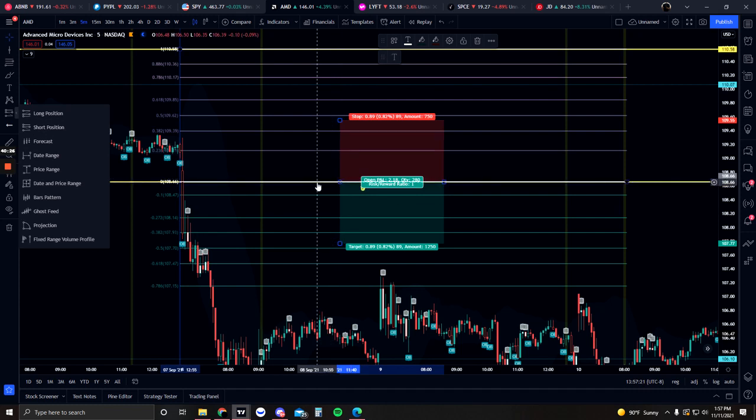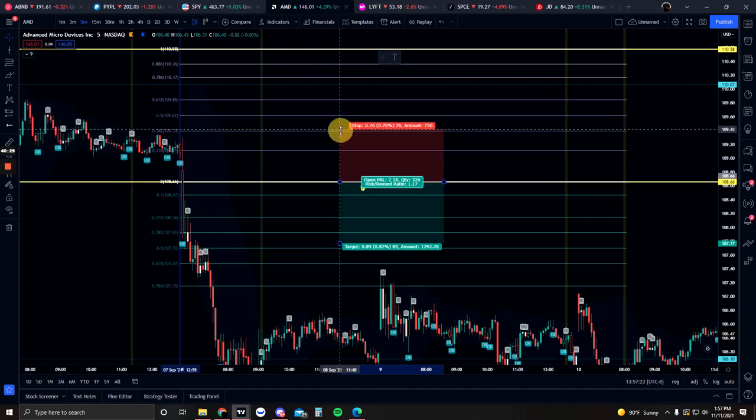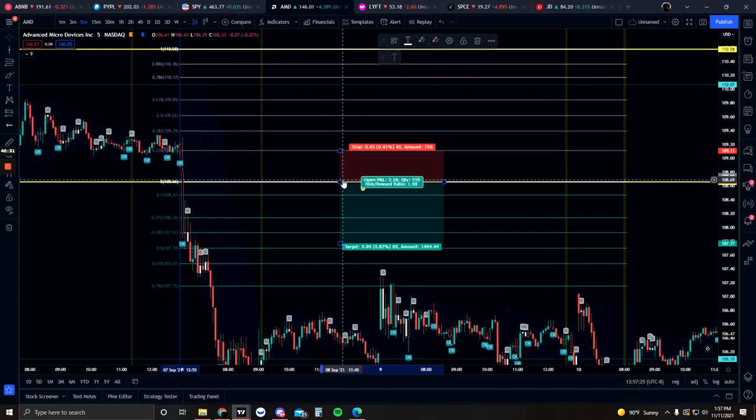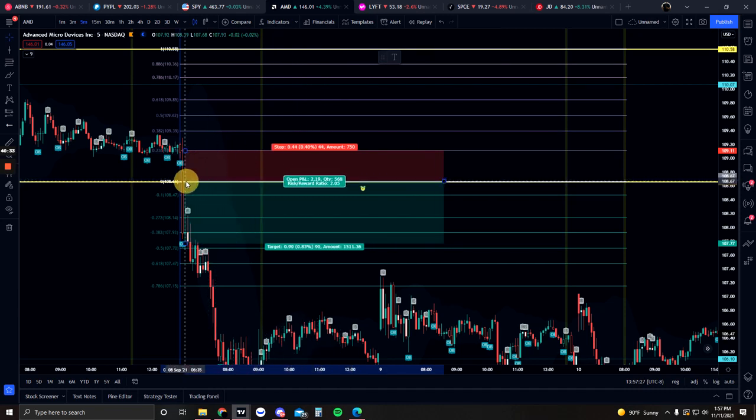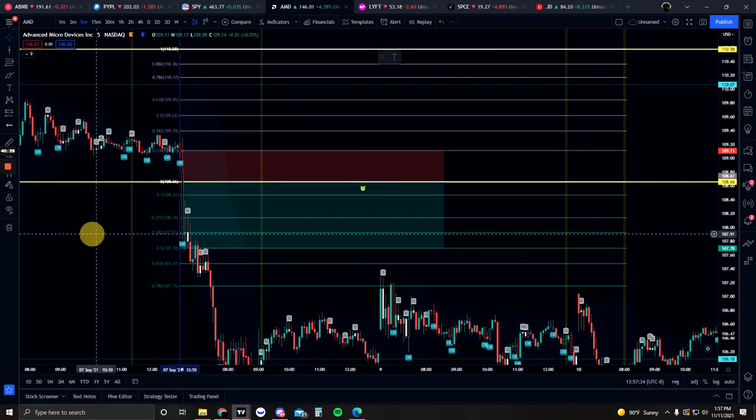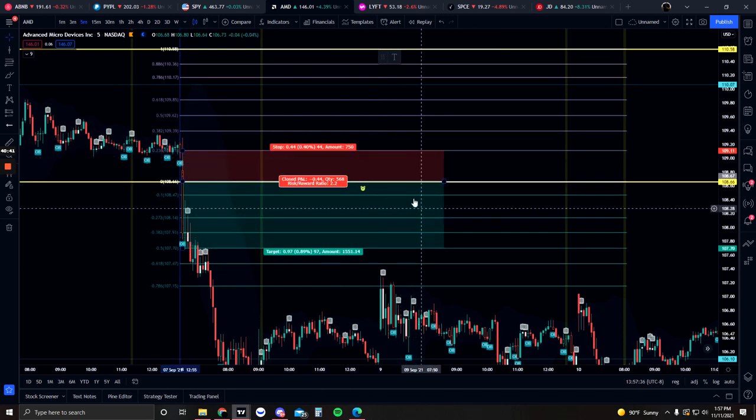And what you do is click on the line of where you entered and you put your short, and this is your stop. Going to move it over like here, and it's going to show you exactly what your risk to reward ratio is. You put it at the 0.5 and look. This is how much you're risking, and this is how much you're getting.